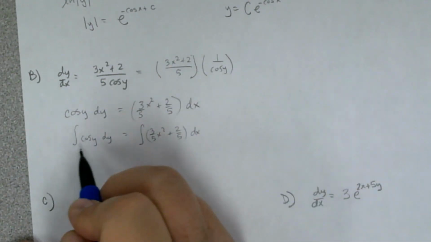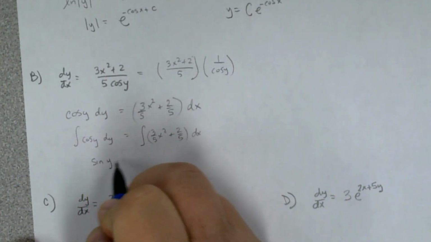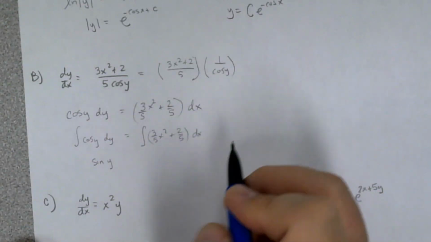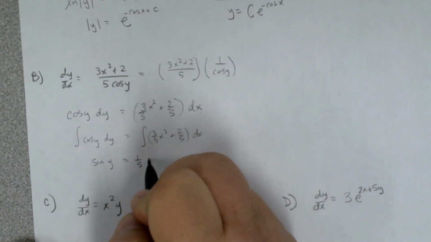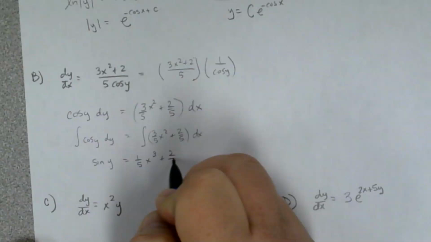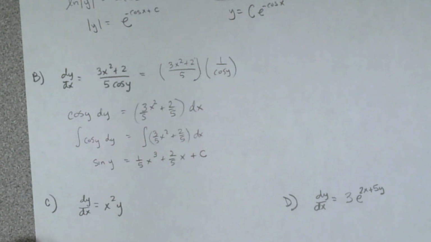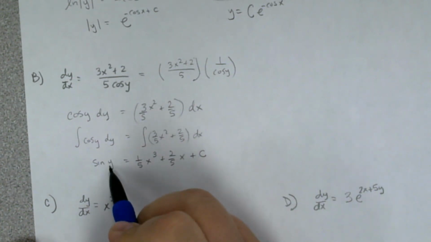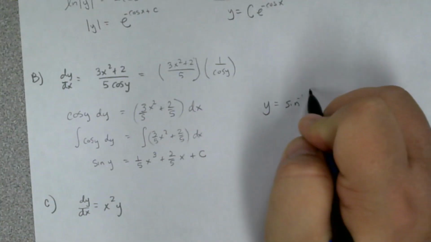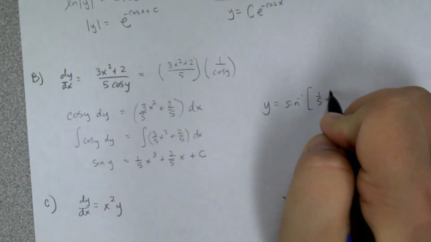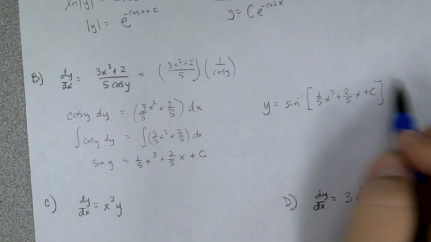So the antiderivative of cosine is the sine plus a constant, which we're going to move over here and absorb with the other one. And then this over here is raised to the power 1 divided by the raised exponent. So we'll give you 1/5 x to the third plus 2/5 x plus a constant. I need to solve for y. So the best way to solve for y is do the sine inverse of both sides. And so y equals the inverse sine of all of this stuff. And there's your final answer there.